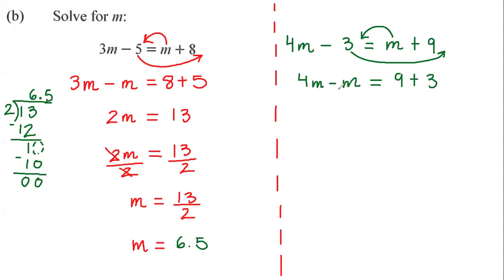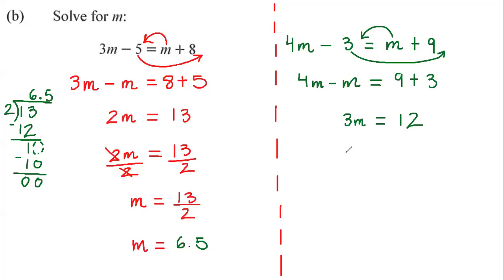4M minus M. Class, what is 4M minus M? That's going to be 3M. How did y'all get 3M? Because 4M has an invisible 1M, so 4M minus 1M is 3M. Very good. So 3M. What is 9 plus 3? 12. Very good. So we divide both sides by what? 3. Divide both sides by 3.